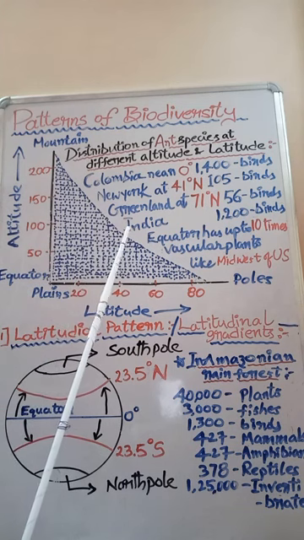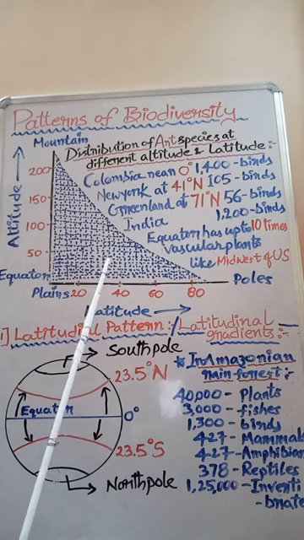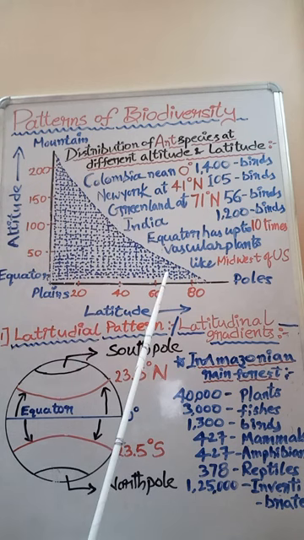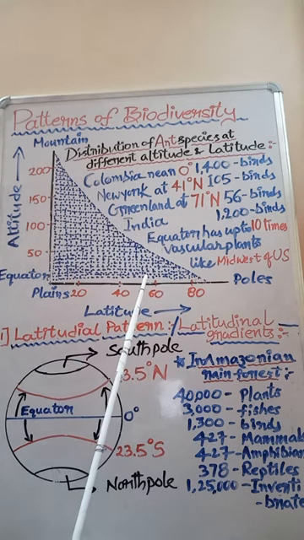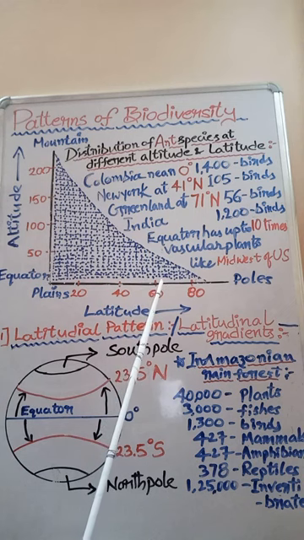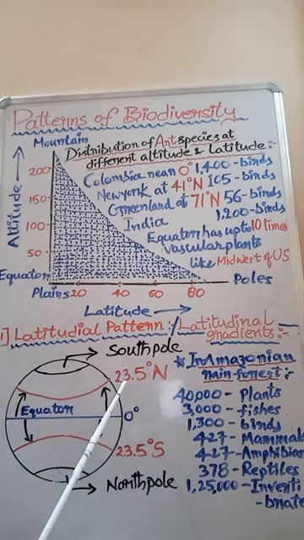Let us have a talk. Tropics, latitudinal range, it means this range, at 23.5 degrees north. See this one, assume this is just a globe.